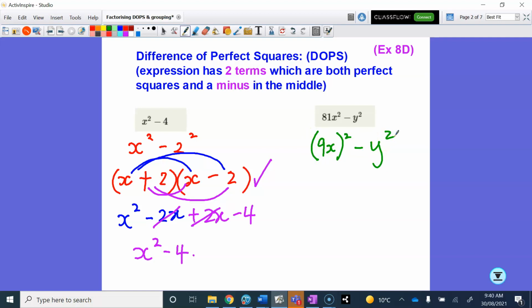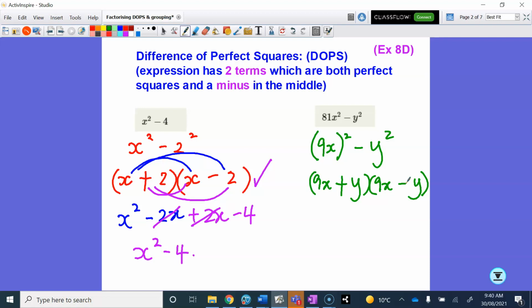So I've rewritten it now so it is in a form where my first term is a perfect square, my second term is a perfect square, and I have a minus in the middle. So basically I know once I've got it in that form, I know my factorised form is going to have 9x in the front of the bracket and y at the end of the bracket, and one bracket's going to be plus and one bracket's going to be minus. So if I can rearrange things to end up with two perfect square terms with a minus in the middle of them, I know straight away I can get that into two brackets in one step, a plus bracket and a minus bracket.